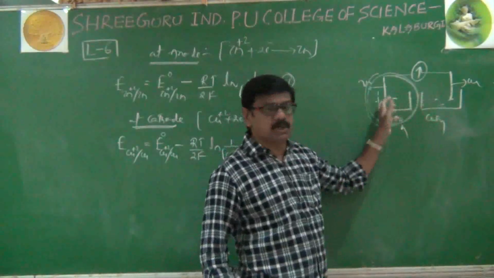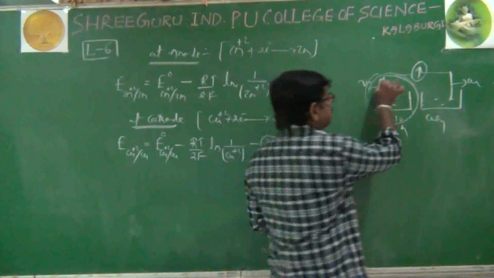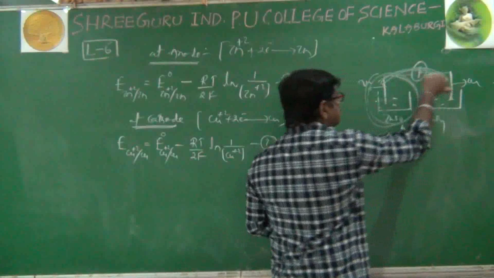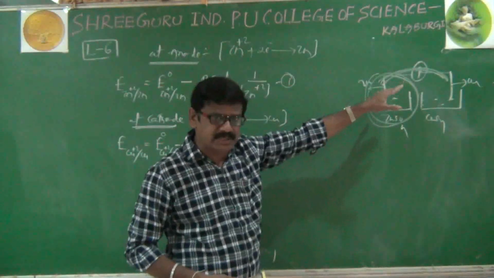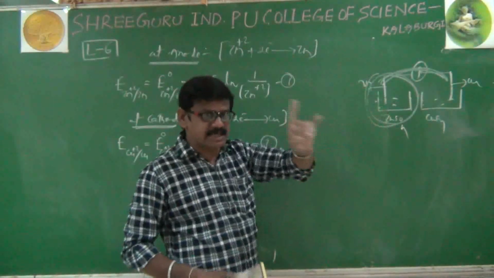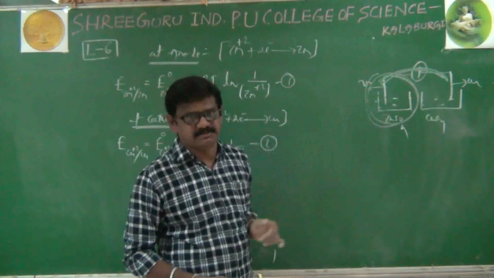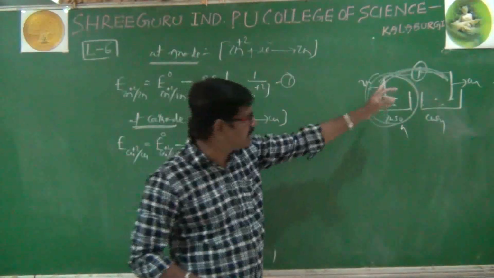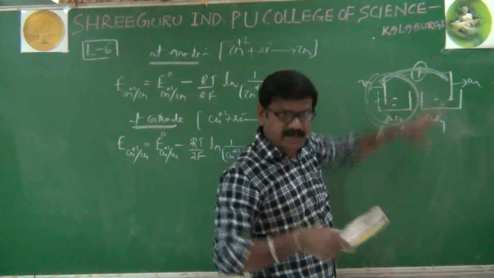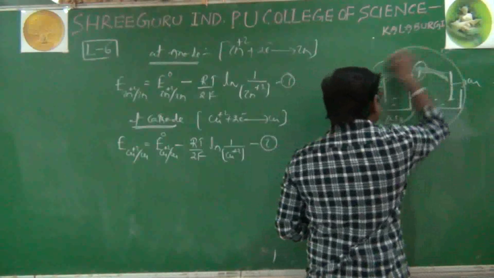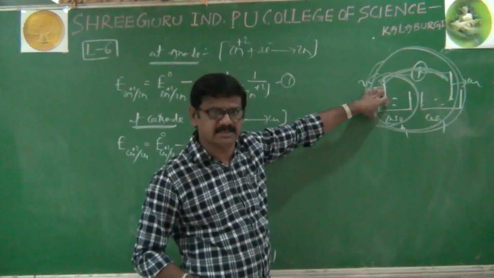Here, both electrodes are not individual, they are connected to each other. If both electrodes are connected to each other, then we cannot call them single electrodes. Now it becomes a cell. It is not a single electrode because both are connected. Now it is a cell, and our target is to calculate the total cell potential.